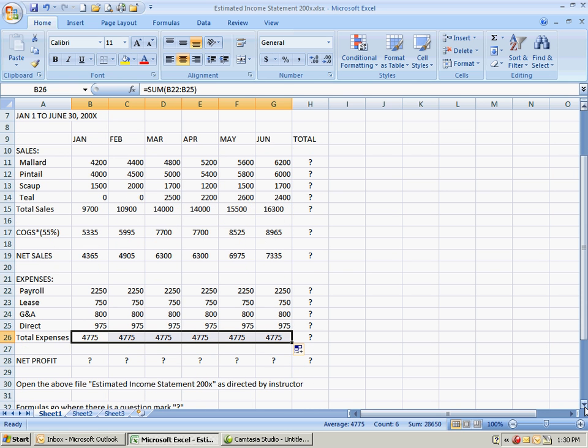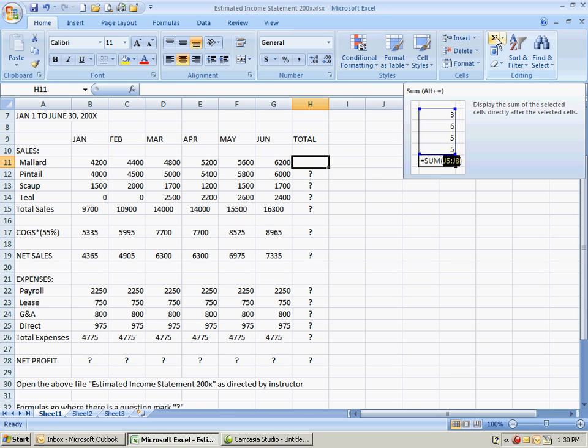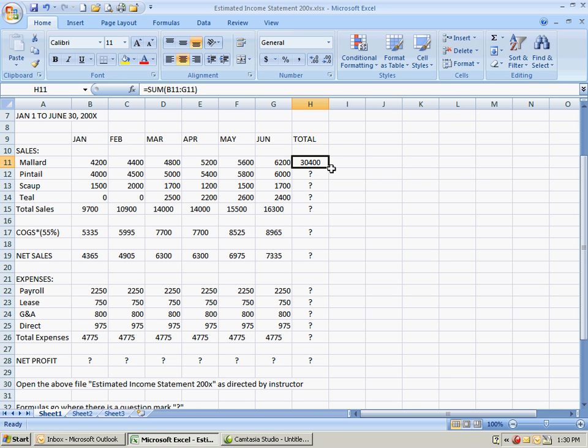Alright, we're going to save net profit for last. We go back up to H11. In this case, we're going to be adding horizontally. Same button. Go up to the top right hand corner, double click, and you can copy that formula all the way down. Save yourself some time.